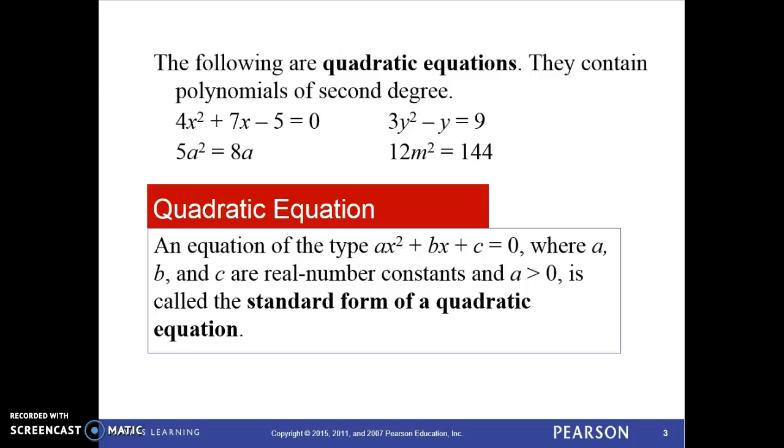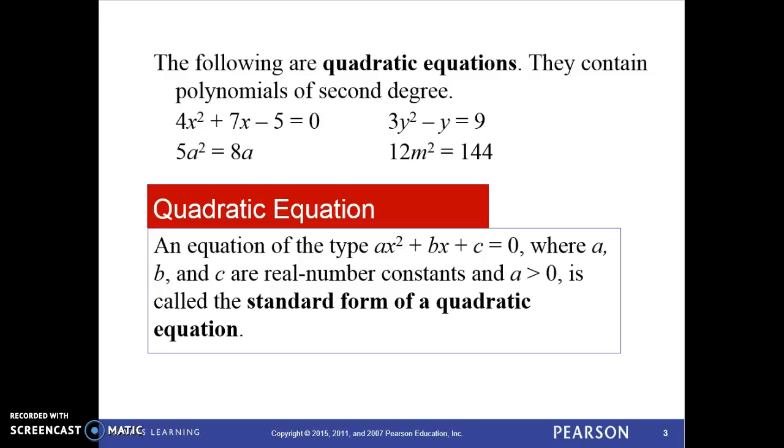Here are some examples of quadratic equations. Notice that the one thing that they all have in common is they have something raised to the second power. So even though they're in different orders, they might have variables on both sides of the equation, we can rearrange them. That's not a problem. But ultimately, the highest degree is a second degree, so something raised to the second power.